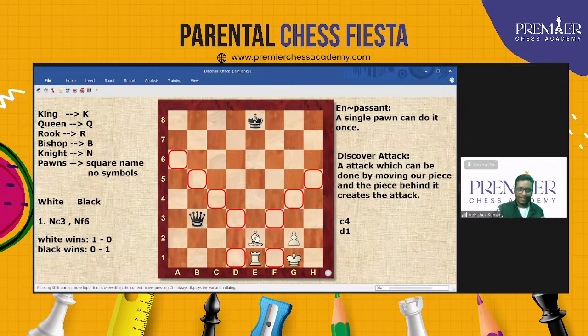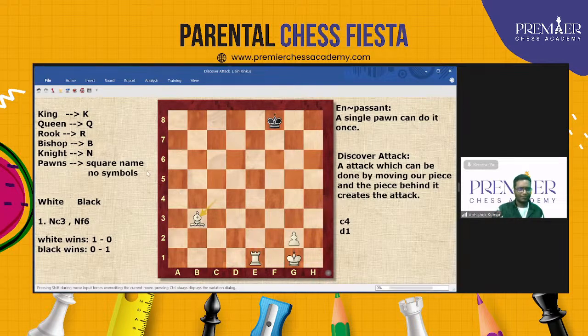Let's say we are playing either bishop to d1 or bishop to c4. The king is again going to safety. What is happening? We are easily getting the queen. Yes. So this is how, using the discovered attack, we can capture free pieces.